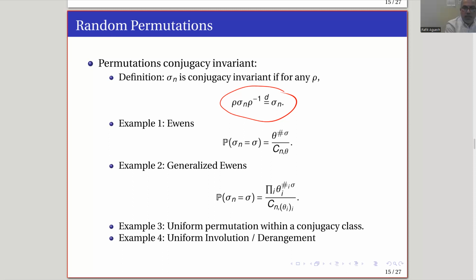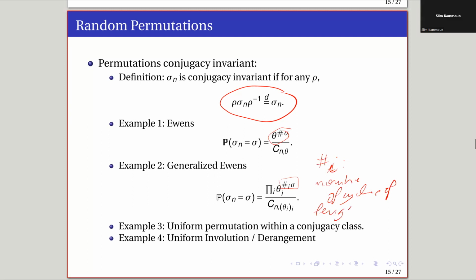In example 2 here, what do you mean by theta_i to the power cardinal of I sigma? What is I here? What do you mean by cardinal of I sigma? Oh, this is just the number of cycles of length i of sigma.